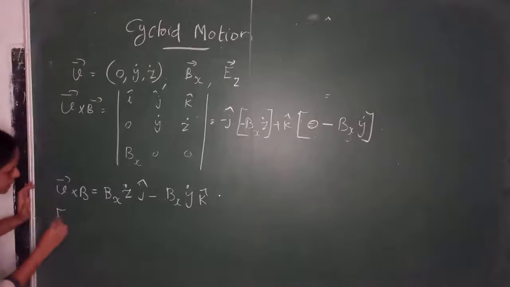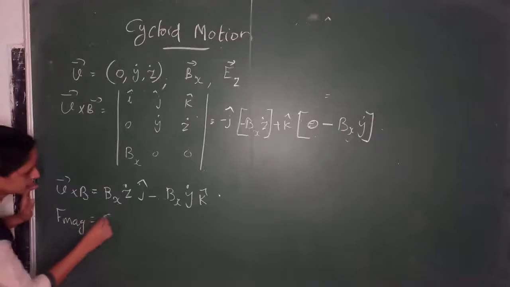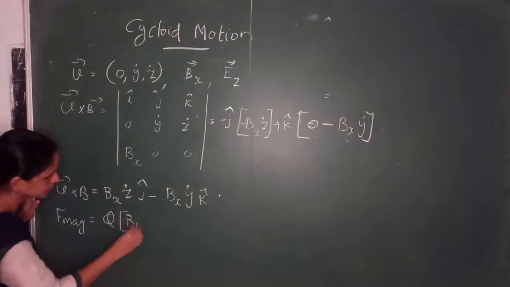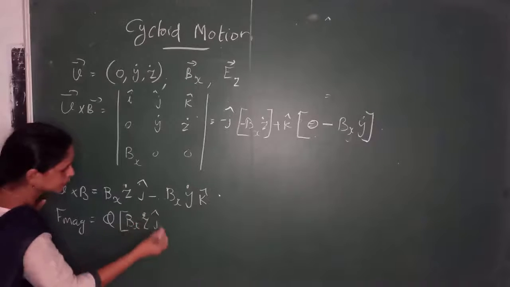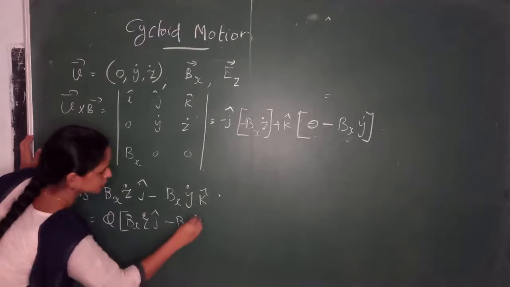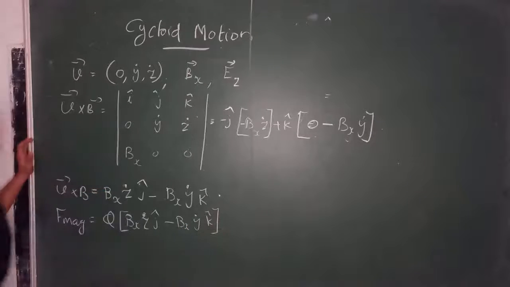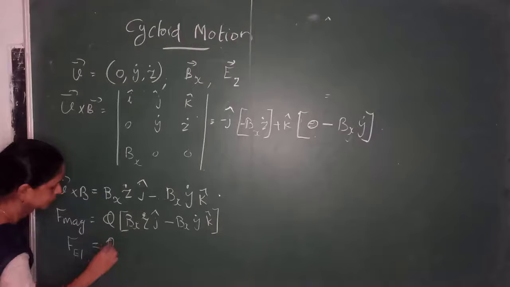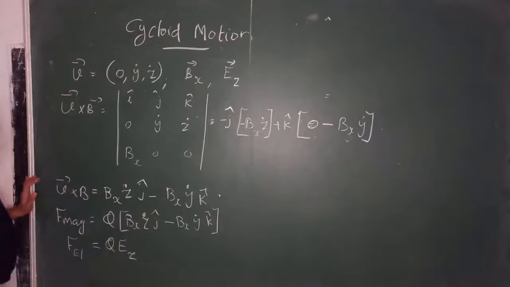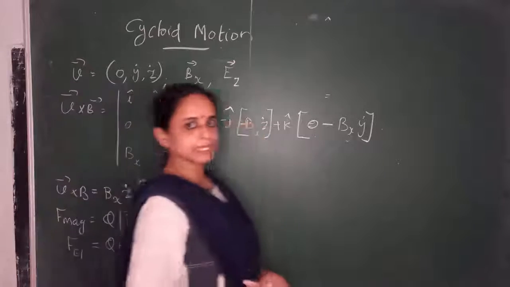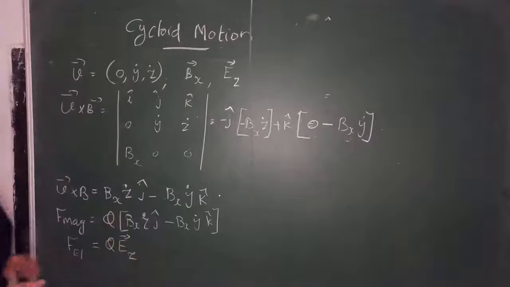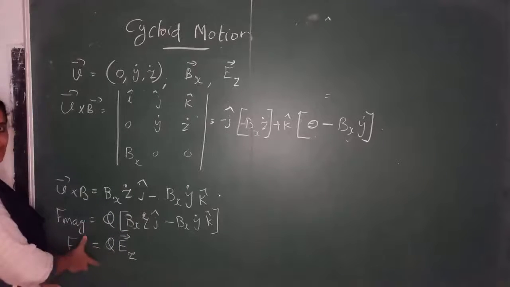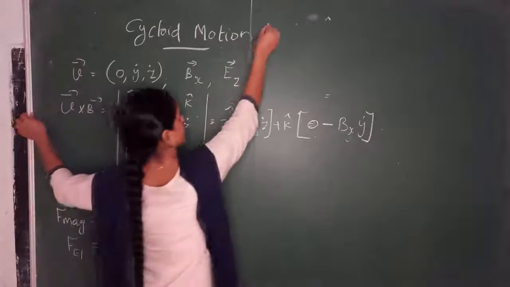So what is F magnetic? F magnetic is equal to Q into Bx z dot j cap minus Bx y dot k. What is F electric? F electric force is equal to Q into E. E is in the z direction, so Ez. Q into Ez. Next we can apply Newton's law. Newton's second law, that is F equals ma, and compare this equation. So what is total force?